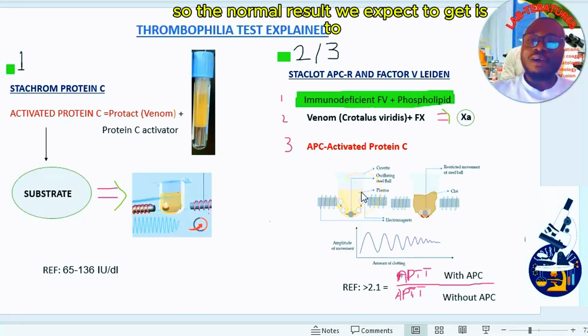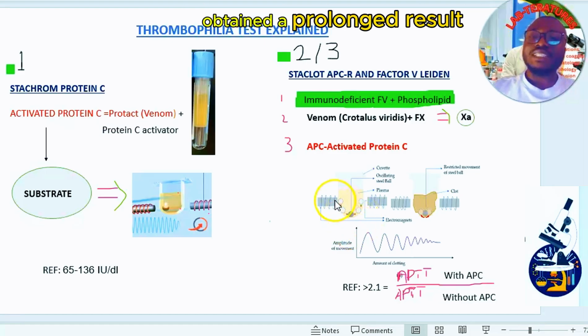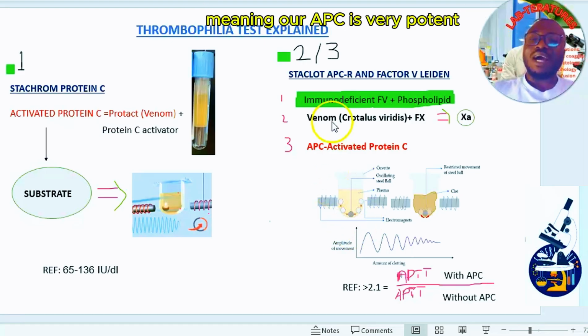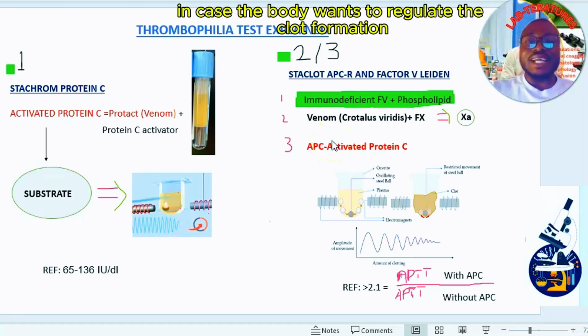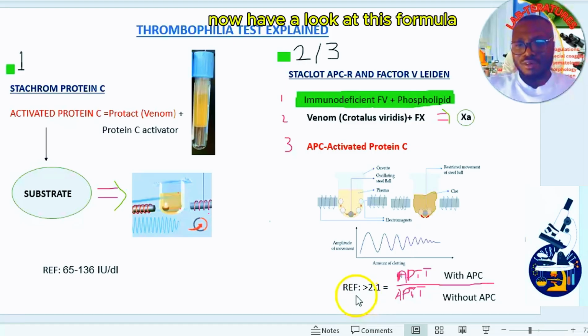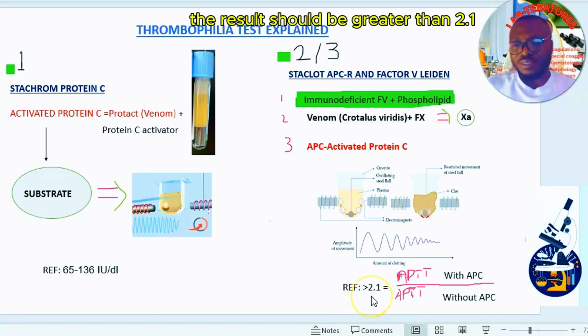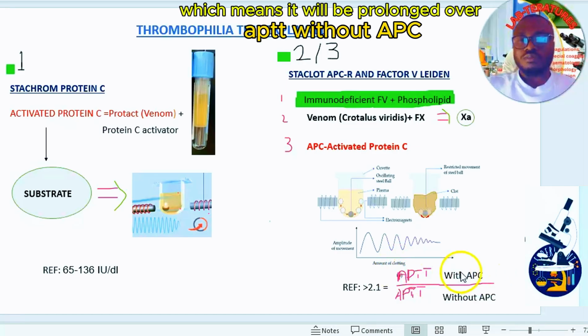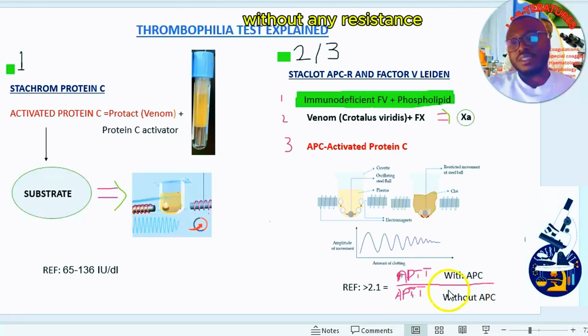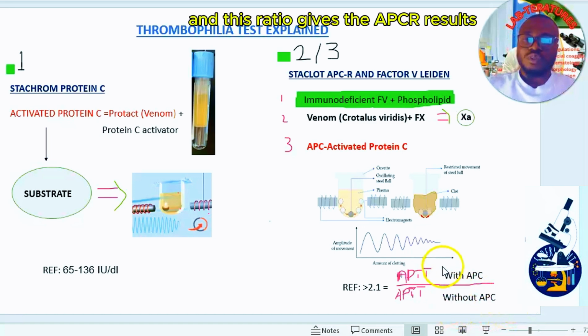So the normal result we expect to get is a prolonged result, meaning our APC is very potent and it is able to bind to factor V with affinity and avidity in case the body wants to regulate the clot formation. Now have a look at this formula. This is the reference. The result should be greater than 2.1. So the result is calculated this way. It is the APTT with APC, which means it will be prolonged, over APTT without APC, which is the normal APTT result of the patient without any resistance. And this ratio gives the APCR result.